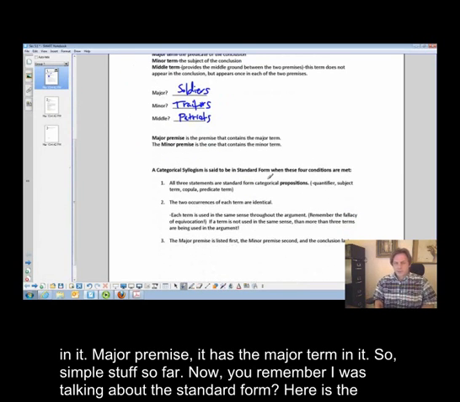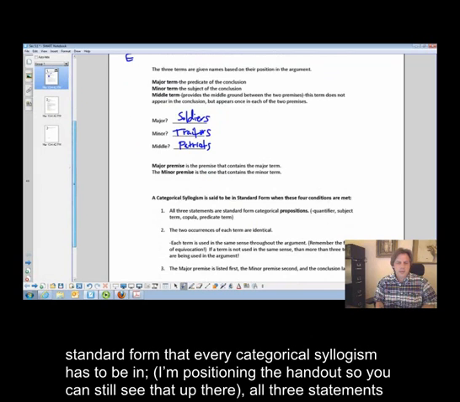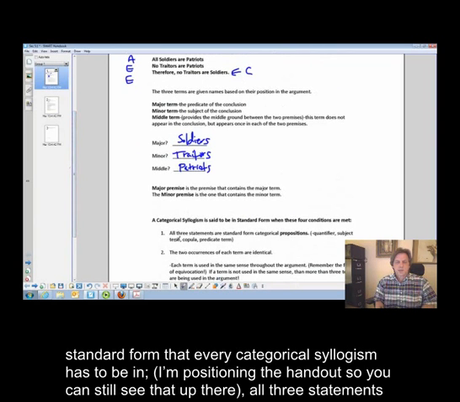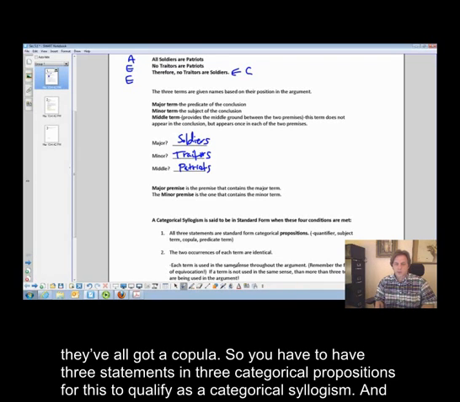Now, you remember I was talking about the standard form? Here is the standard form that every categorical syllogism has to be in. I'm positioning the handout this way so you can still see that up there, okay? All three statements are standard form categorical propositions. See, there's an A, E, E. They all got quantifiers. They all got subject terms, predicate terms, and they've all got a copula, right? So you have to have three statements, three categorical propositions, for this to qualify as a categorical syllogism.